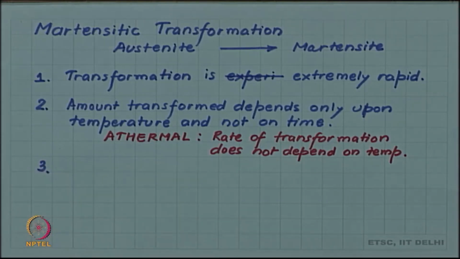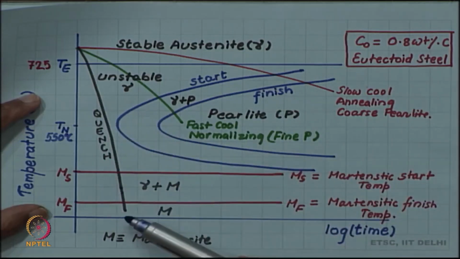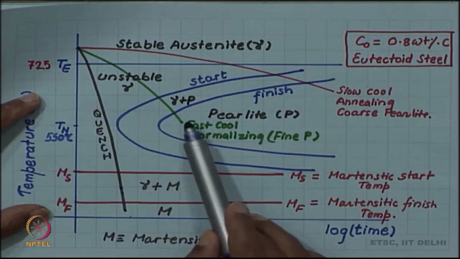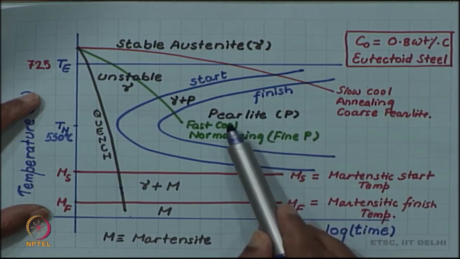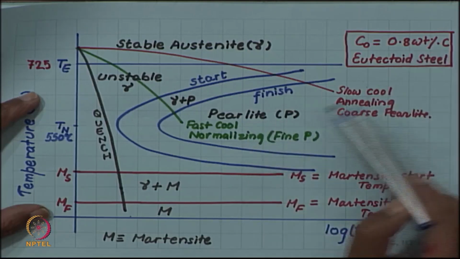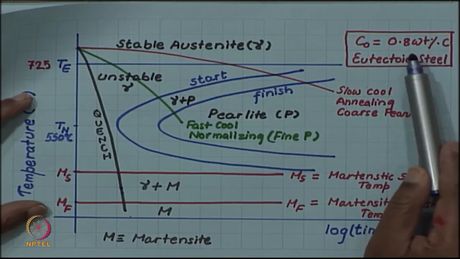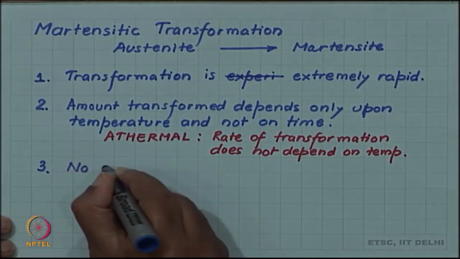Another important characteristic of the transformation is that the composition is not changing. So, if we had eutectoid steel and if we are cooling it very fast, there is no time for composition to change. So, in pearlite, when pearlite formed, remember, although we started with 0.88% carbon, the pearlite is consisting of ferrite, which has very low carbon, 0.028% carbon, and cementite, which has very high carbon, 6.67. So, enormous composition change happened when austenite transformed to pearlite. No such thing happens in martensite. So, no change in composition.